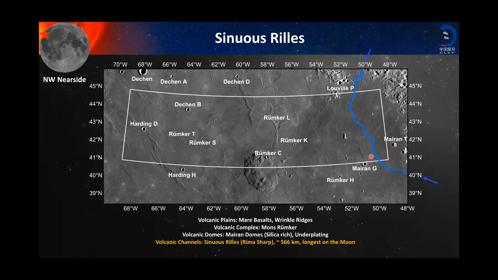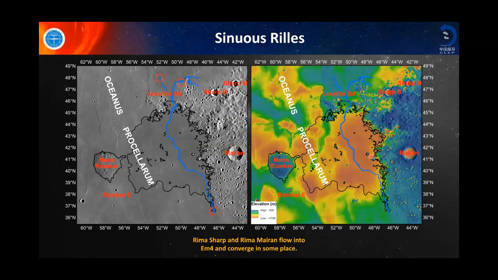So we name them Rima Marine and Rima Sharp according to the nearest feature. So Rima Marine originated from the southeast of the Chang'e-5 landing region, and Rima Sharp originated from the northeast of the Chang'e-5 landing region, and they flow into the young Mare basaltic unit, and somehow they converge together in the center of EM4.